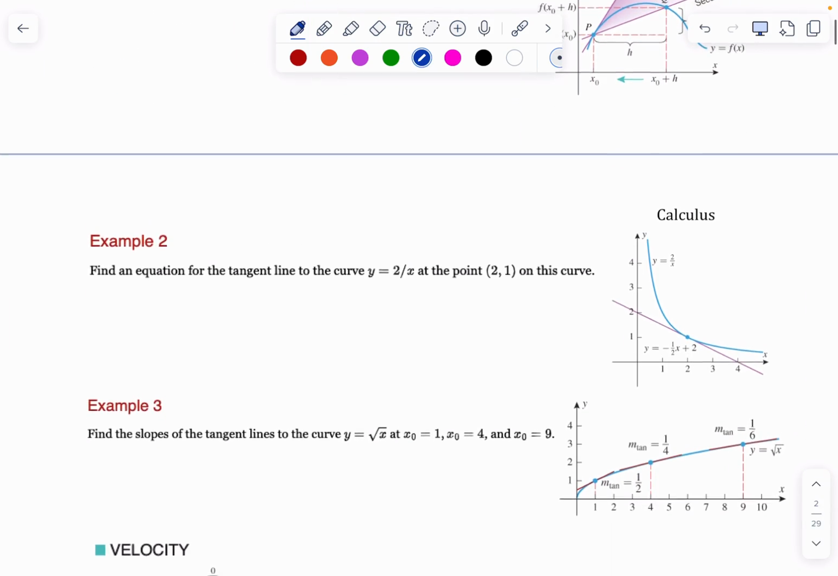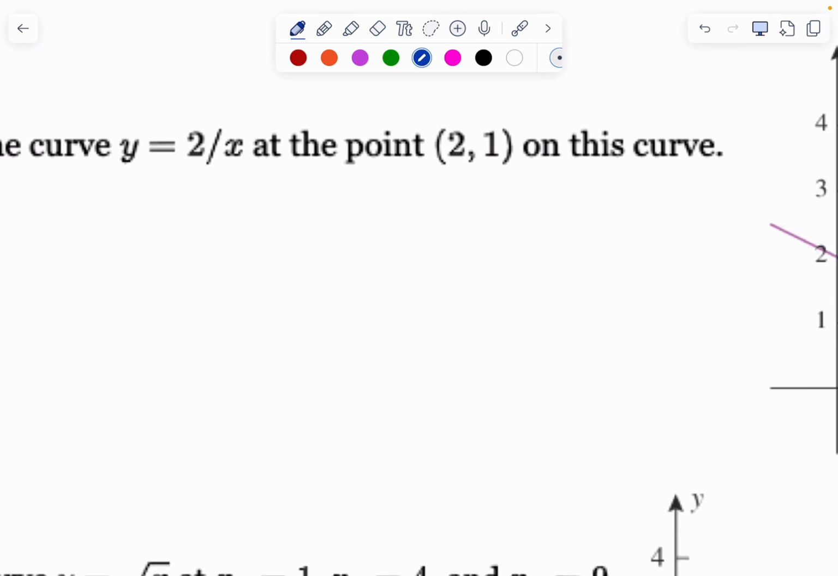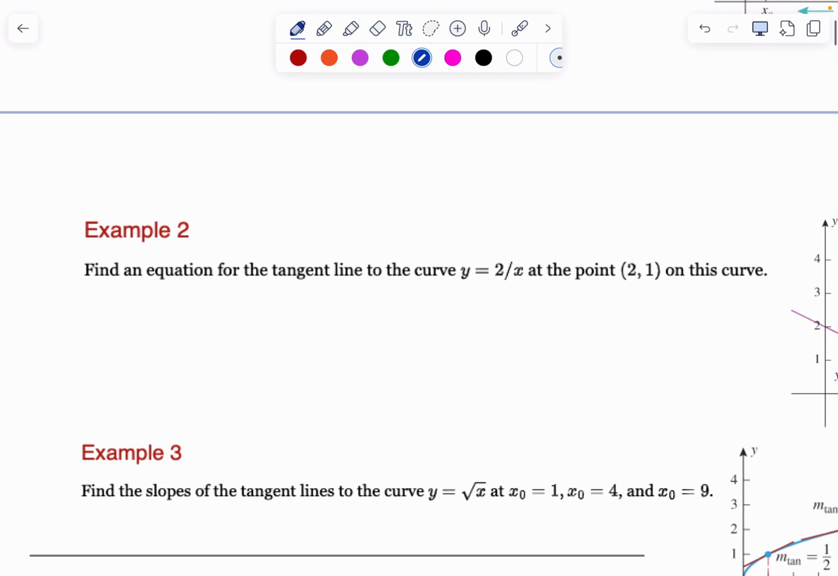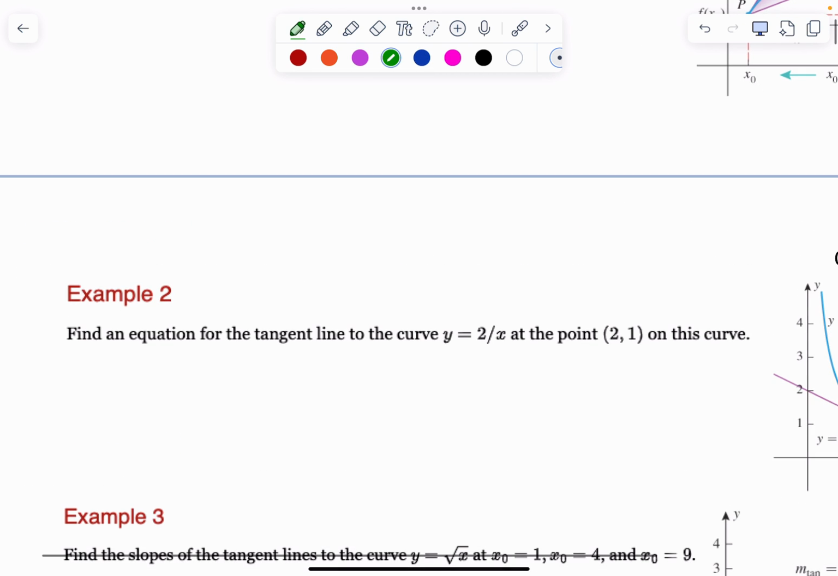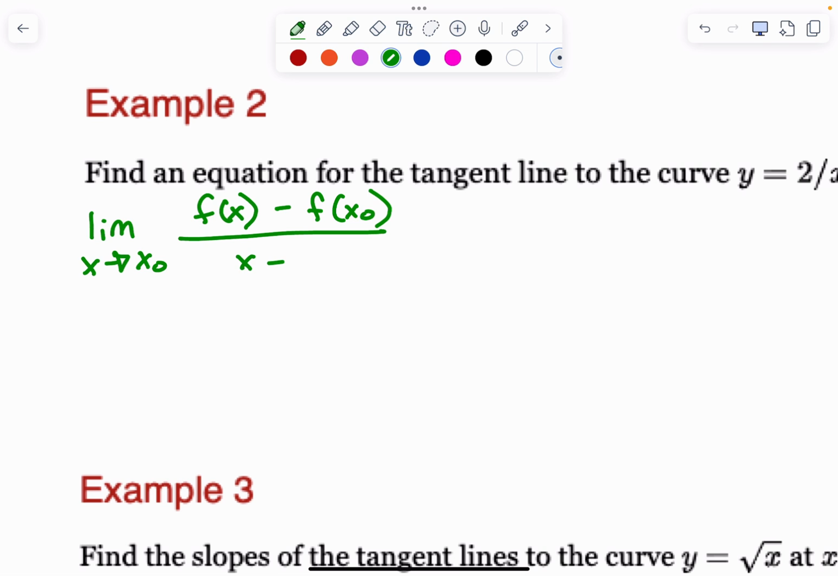Let's go to example 2. We're going to do the same process again, but on example 2. I'm going to write down where we started from: the limit as x goes to x naught of f of x minus f of x naught over x minus x naught.